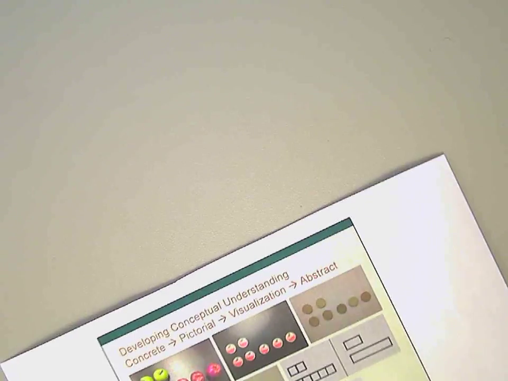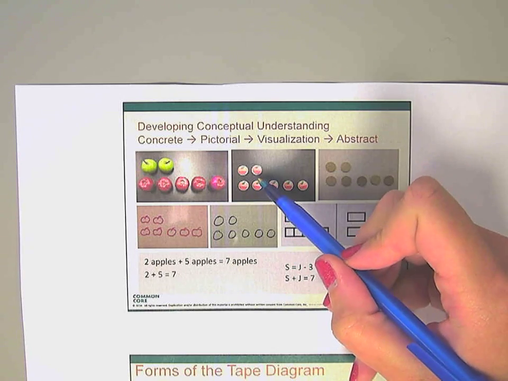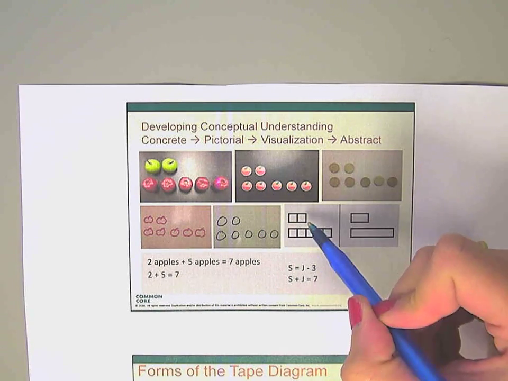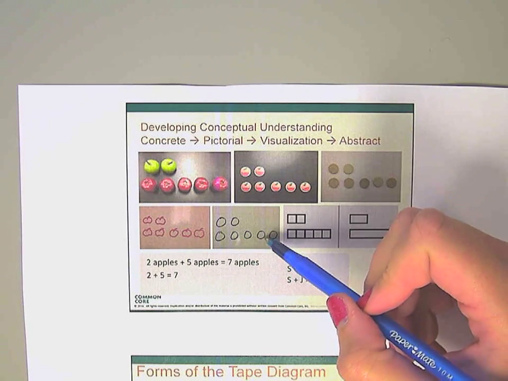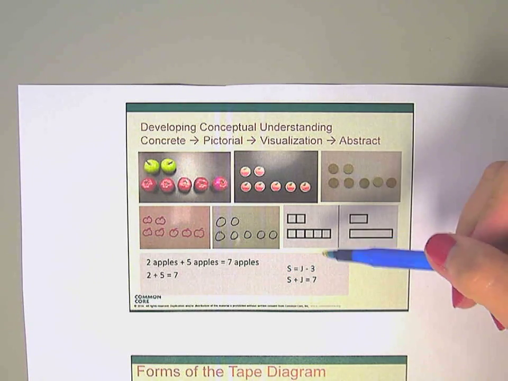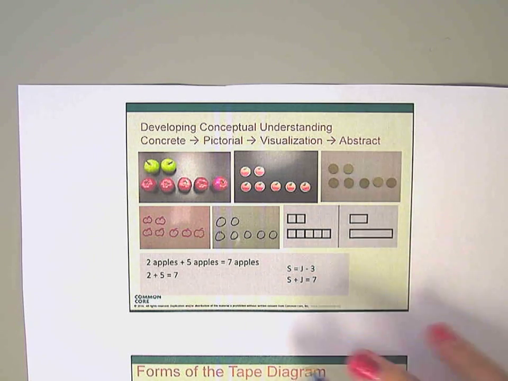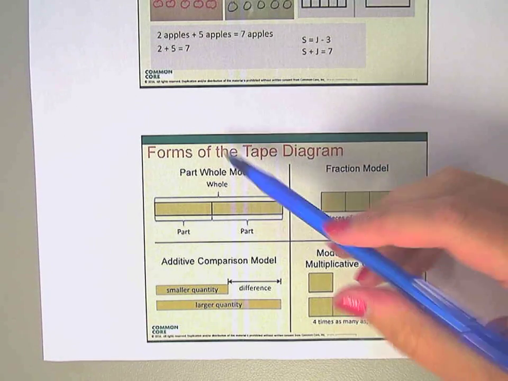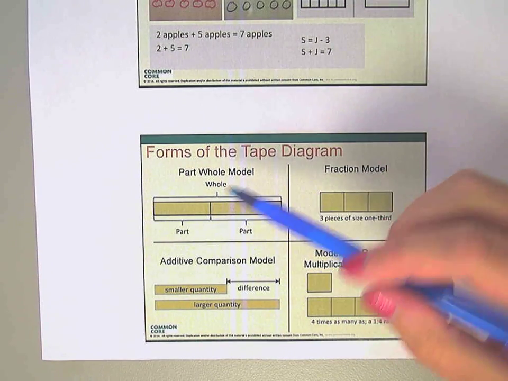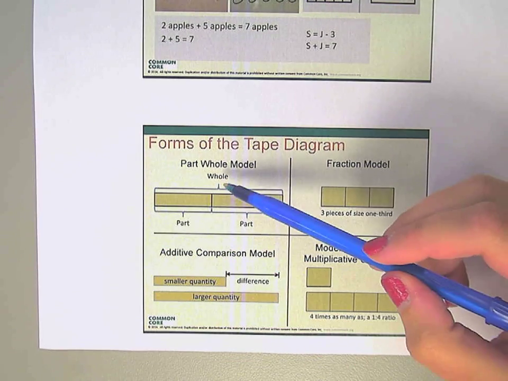So before, where you would have done these pictorial pictures in order to talk about how to do a problem, you might have done apples or you might have done circles. Now we're moving more towards our tape diagram. So these are our parts of a whole. Now these are the ones we're going to be working with in 4th grade. The first one that we're going to be working with is our part-whole model. If you notice, there's little pieces of tape stuck together to make one long whole piece of tape.